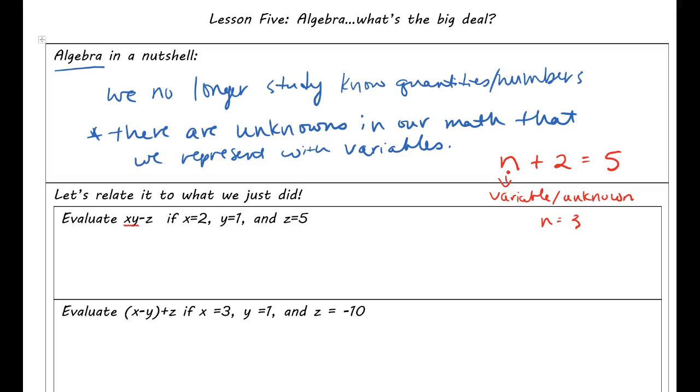All right, so first we've got to relate it back to what we just did, just so you see that you've kind of been doing this all along. If somebody asks you to evaluate xy minus z, there are no numbers here, and that freaks some people out. They're like, whoa, wait a minute, where'd all these letters come from? Well, that's algebra. Now you've got variables instead of numbers.